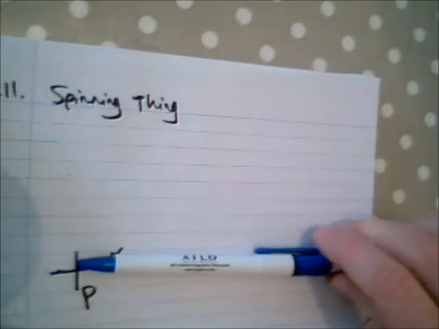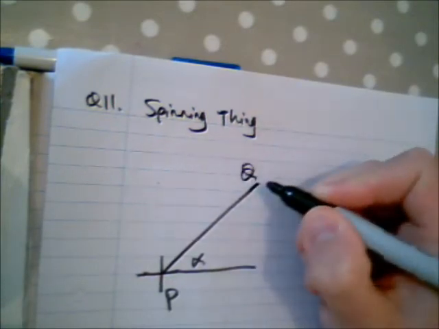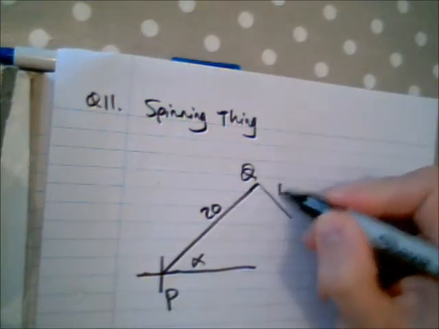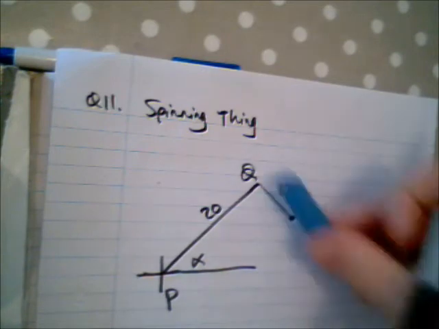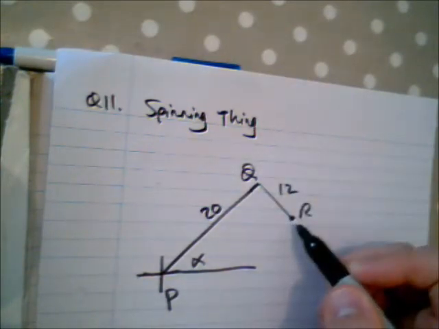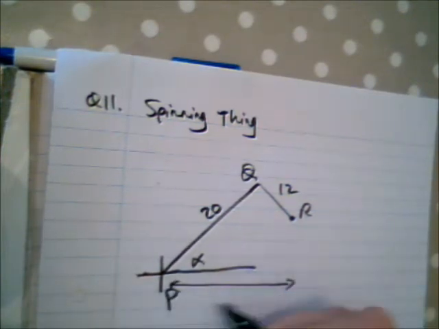Alright, so let's go to the questions. We're going to sketch it in. We're told that PQ is 20, and we're told that QR is 12. Now, we want the tip of the arm R, so that's the end of this little thing here, to be 24 centimeters to the right of P. So we want it to be 24 centimeters across.